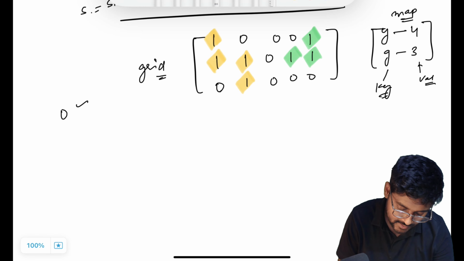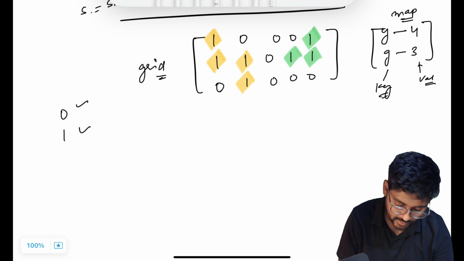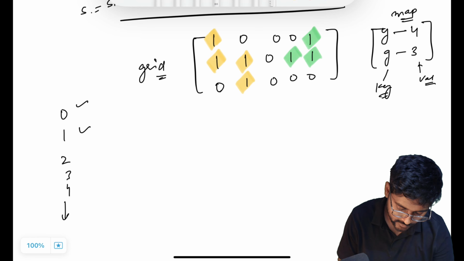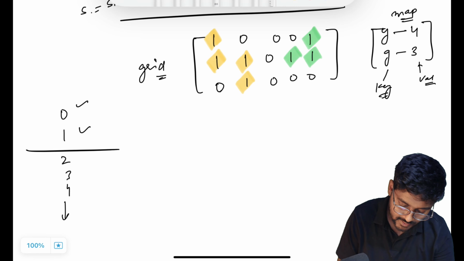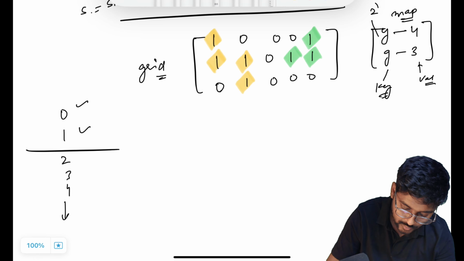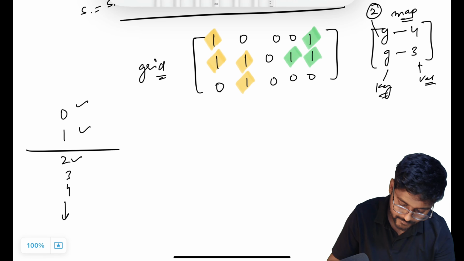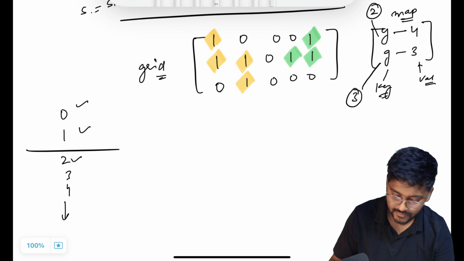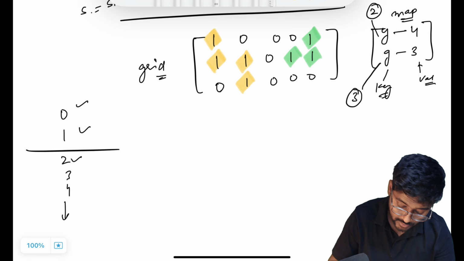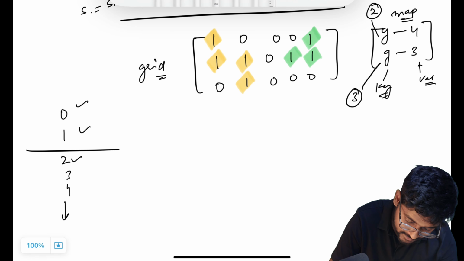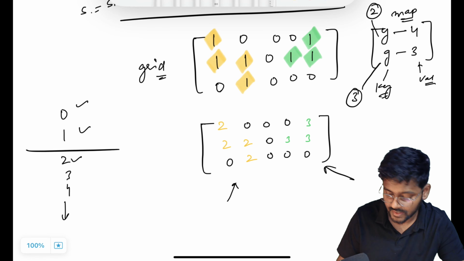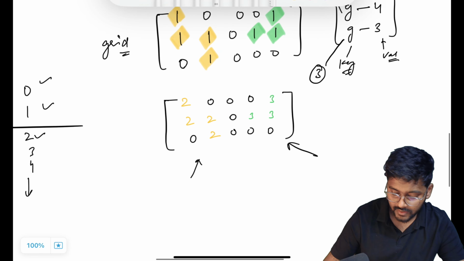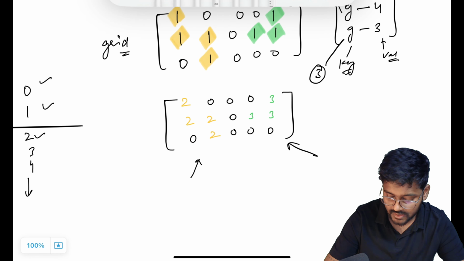0 is already utilized. 1 is already utilized. 1 is a land cell, 0 is a water cell. 2, 3, 4 onwards, these values we can use for the colors. So let's say yellow is color 2, and green is color 3. So this is color 3, this is color 2. So it will look like this. This is my first island and this is my second island. Okay, now I have to apply the operation.